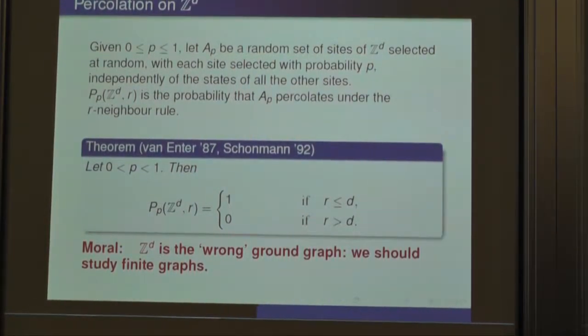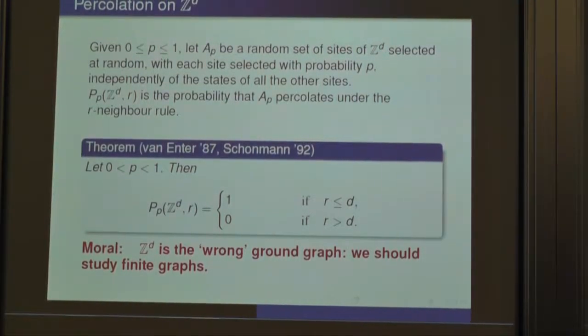So take any probability strictly between 0 and 1. If the infection parameter is at most d, it's guaranteed you get infection, with probability 1, full infection. If the infection parameter is bigger than d, you do not get infection, guaranteed, with probability 1. Why? Which of these two assertions is trivial? One of them is trivial, but trivial in all capitals.